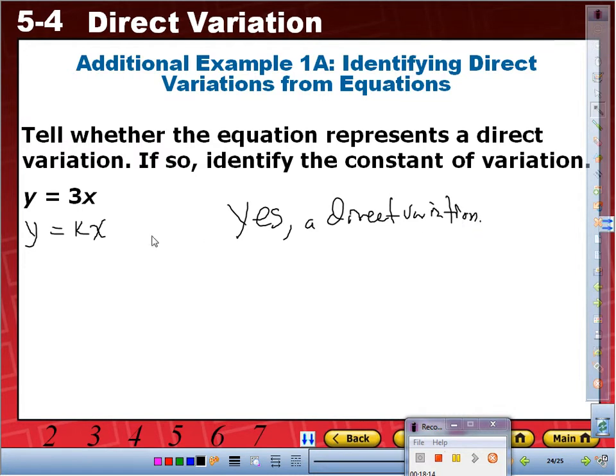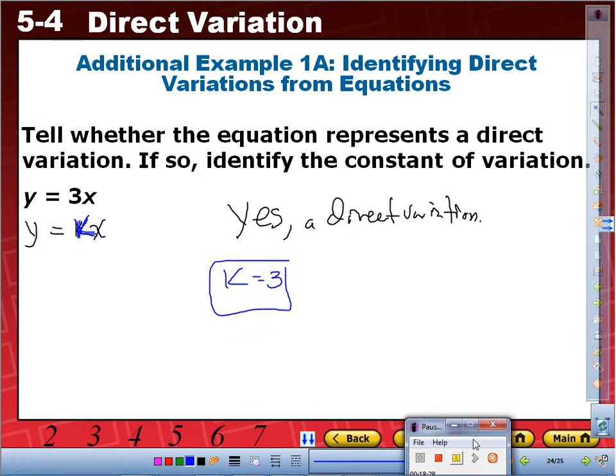If it is, what is step 3? Identify the constant variation. So what is my constant variation? The k. K equals 3. Copy that, please. That's it. Okay, any questions with example 1? Fairly simple, right? All right, let's copy this one, example 1b.